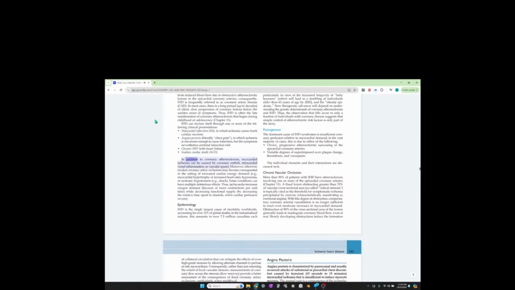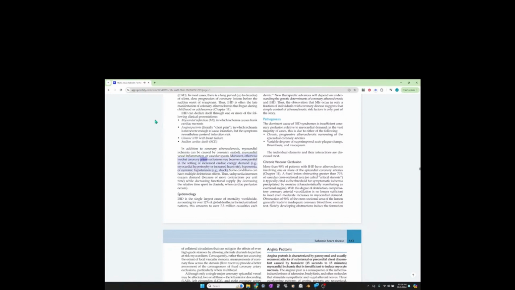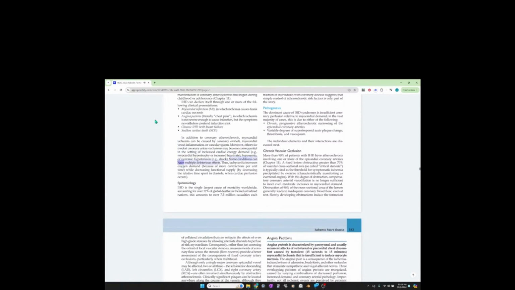In addition to coronary atherosclerosis, myocardial ischemia can be caused by coronary emboli, myocardial vessel inflammation, or vascular spasm. Moreover, otherwise modest coronary artery occlusions may become consequential in the setting of increased cardiac energy demand, hypoxemia, or systemic hypotension. Some conditions can have multiple deleterious effects. Thus, tachycardia increases oxygen demand while decreasing functional supply.